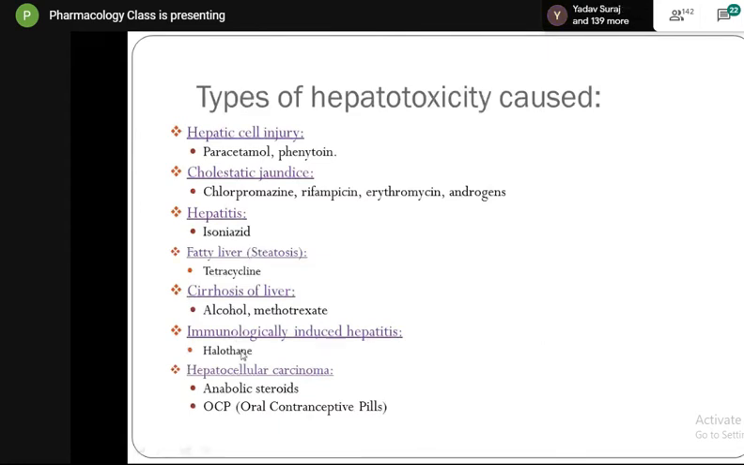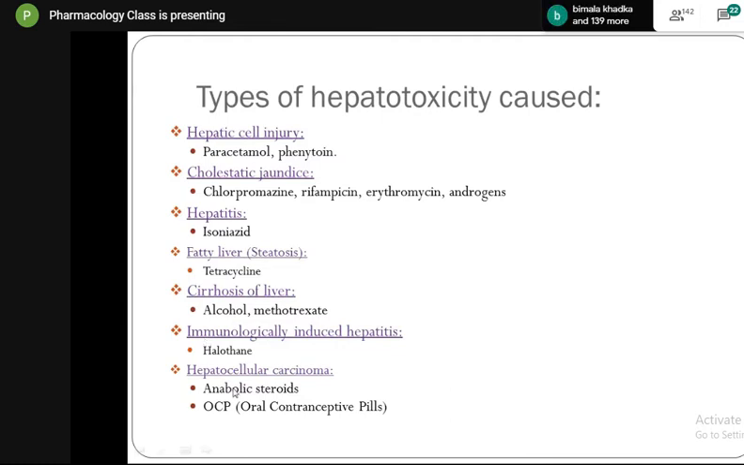Next is your immunologically induced hepatitis. Again, here the drug acts as an antigen, forms adducts with your liver proteins, and initiates a full-fledged immunogenic reaction by production of antibodies, and the series of antigen-antibody reactions will cause damage to the liver cells and function, and that is called immunologically induced hepatitis. The drug giving that is halothane. So halothane is your general anesthetic drug.